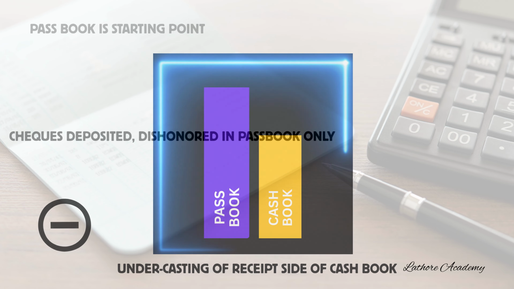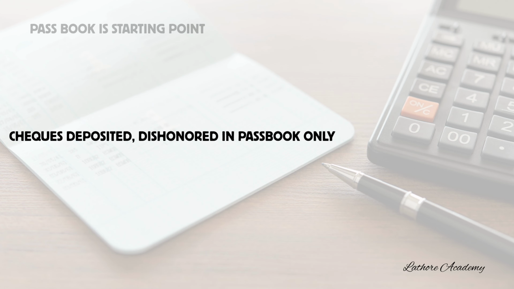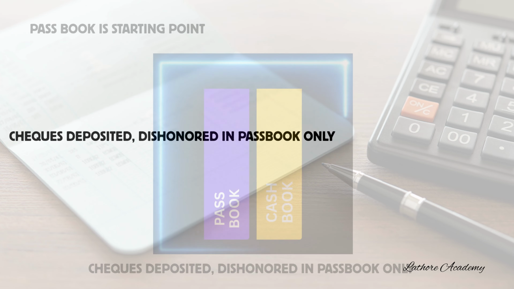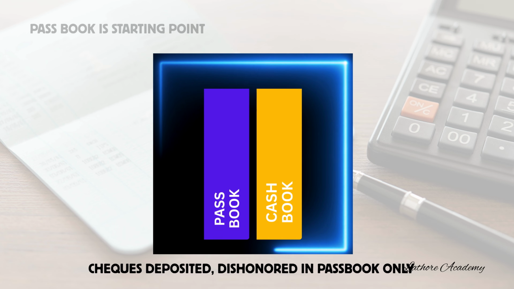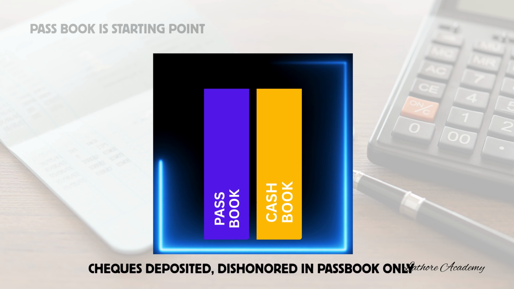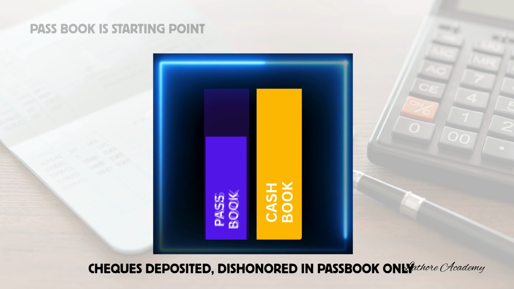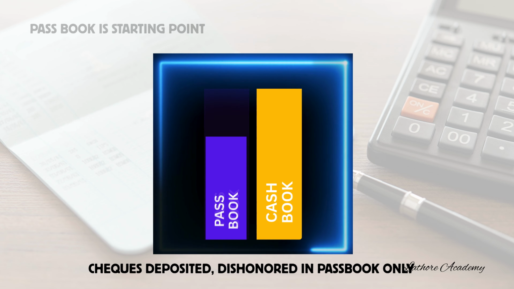Moving on to the next transaction, checks deposited dishonored in passbook only. So when a deposited check bounces, the bank reverses the credit, reducing the passbook balance. Your cash book is still showing the original deposit, so we have to add back the dishonored amount.